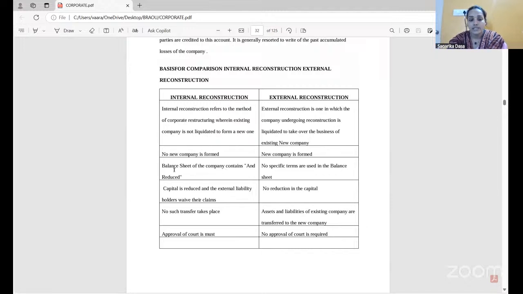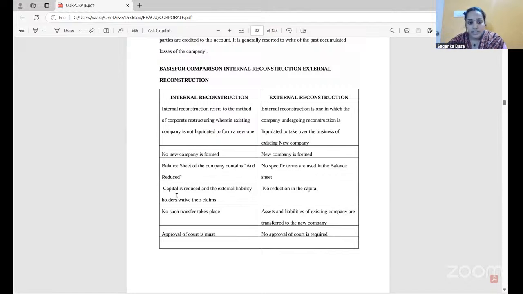Internal reconstruction, balance sheet of the company contains "and reduced". Whereas external reconstruction, no specific terms are used in the balance sheet. అంటే మనం ఇంటర్నల్ రికన్స్ట్రక్షన్ లో మనం బ్యాలెన్స్ షీట్ లోనే చేంజెస్ చేస్తాం కాబట్టి ఇది రెడ్యూస్డ్ వాల్యూ అనేది మనం క్లియర్ గా చూపిస్తాం ఇంటర్నల్ రీకన్స్ట్రక్షన్ అయినప్పుడు. ఎక్స్టర్నల్ రీకన్స్ట్రక్షన్ లో మనం స్పెసిఫిక్ గా ఏ టర్మ్ యూజ్ చేయం. ఎందుకు అని అంటే ఒక న్యూ కంపెనీ ఫామ్ అవుతుంది కాబట్టి వీ డోంట్ హ్యావ్ టు మెన్షన్ ఎనీథింగ్ ఇన్ ద బ్యాలెన్స్ షీట్.